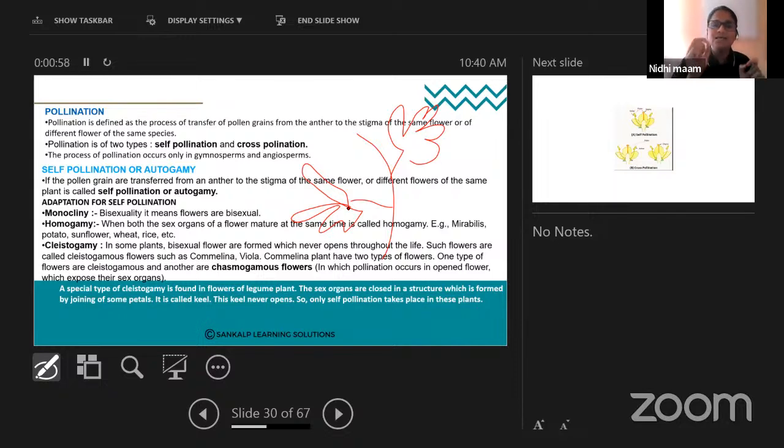Now what happens? Suppose the transfer of pollen grains occurs. If the pollen grain in one flower falls on the stigma of the same flower, the transfer of pollen grains to the stigma of the same flower is called self pollination.